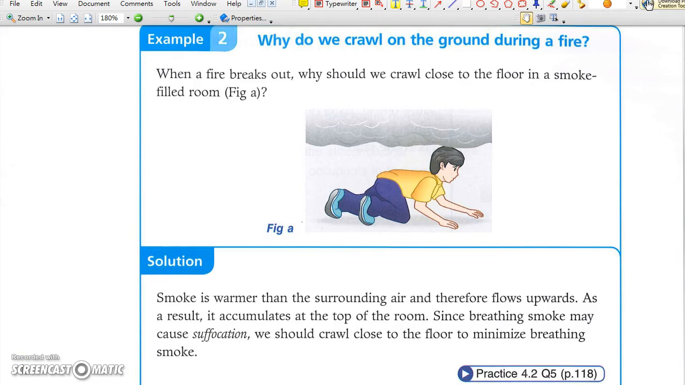Example 2. Why do we crawl on the ground during a fire? In a smoke-filled room, the hot air, including the smoke, rises and flows upwards. The air near the ground is a bit cooler, and there also accumulates a little bit more oxygen. Avoiding breathing in hot air may reduce the chance of lung injury and infection, which can be lethal.